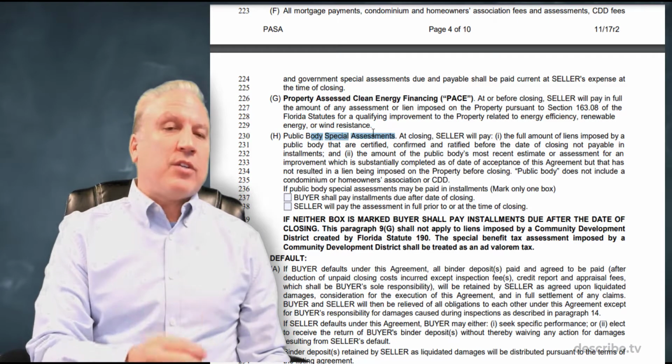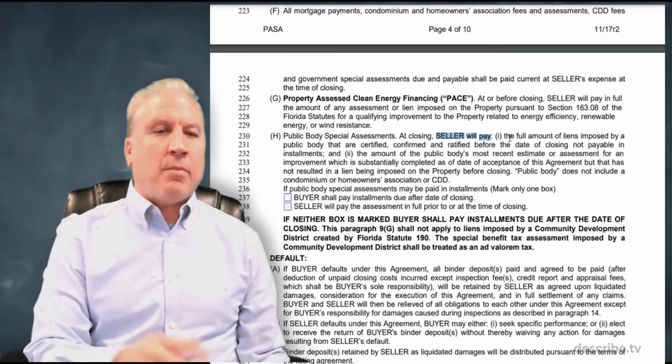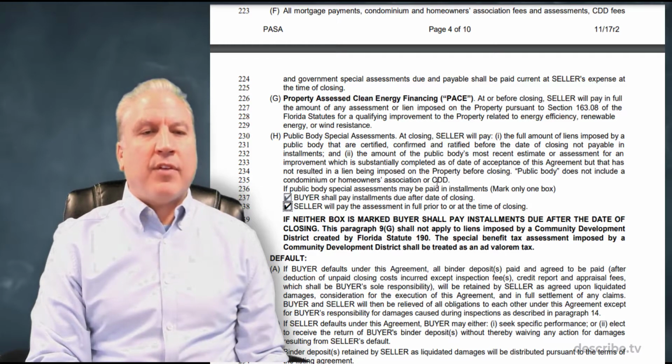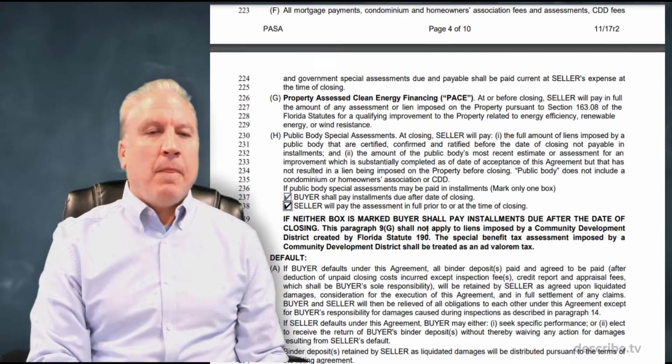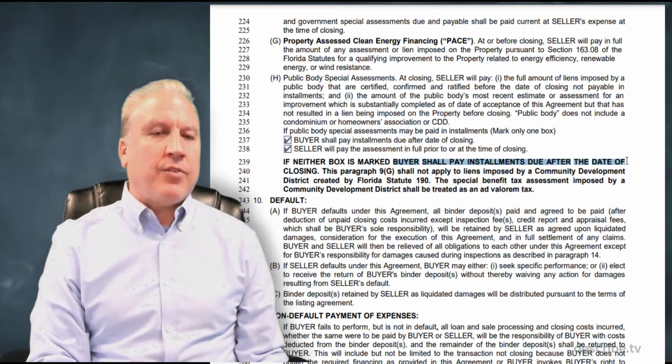If there's a special assessment, the seller is supposed to disclose that and decide who's going to pay it. Does the seller pay it? Does it go with the buyer? Buyer pay installments? Seller pay the assessment? What's going to happen? If neither box is checked, then the buyer will pay installments due after the date of closing.